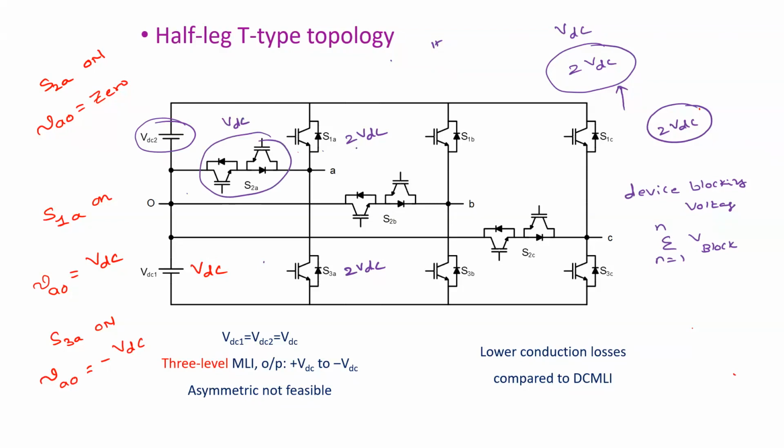So how much is this? 2 VDC, 2 VDC. So this is 5 VDC per phase. Understand? So it is 5 VDC per phase. That is the overall device blocking voltage.